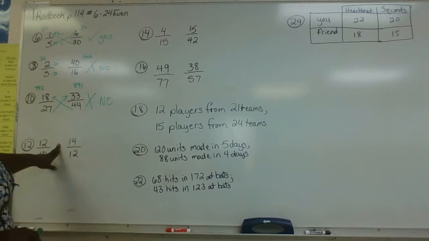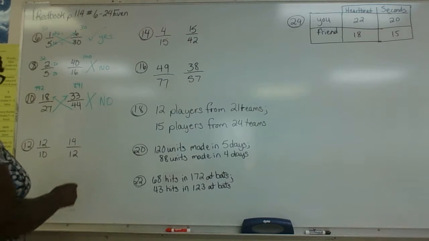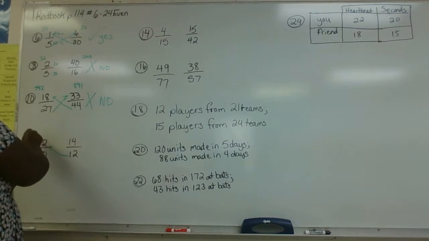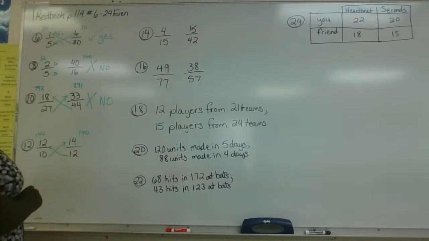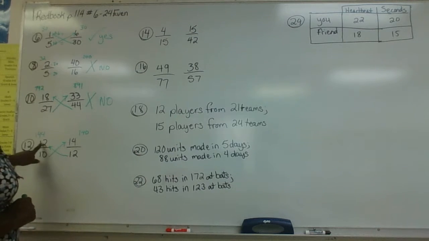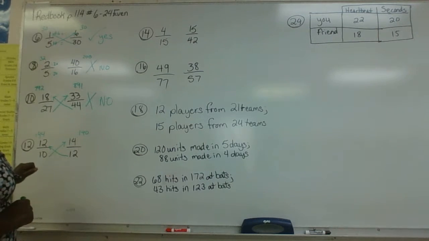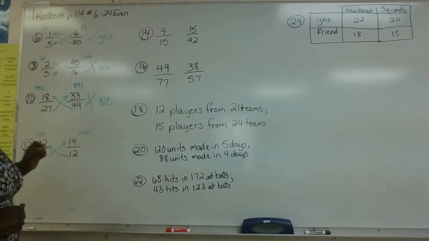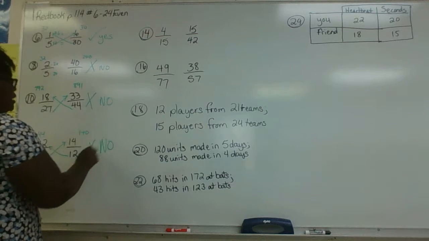All right, let's look at number 12. Number 12, we have 12 tenths, 14 twelfths. If we cross multiply, we have 144 here, and here we have 140. Okay, so far it is a no. All right, is there any number we can multiply or divide 12 by to get 14? No. And then 10 to 12? No. So this one is also a no.